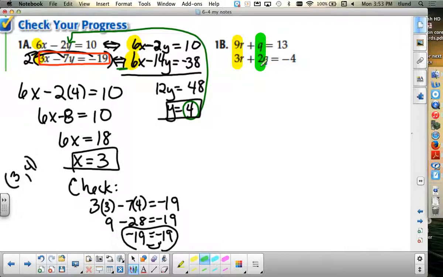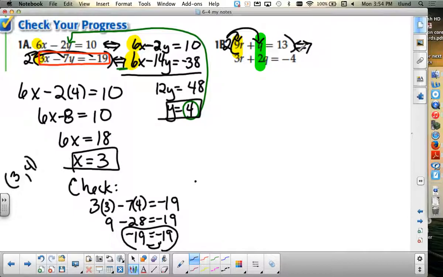At this point, we have a choice to either eliminate the r's or eliminate the q's. If I wanted to eliminate the r's, I would have to multiply the bottom equation by 3 so that I get 9r on the bottom, and then I simply subtract the two equations. If I really wanted to eliminate the q's, I could just multiply the top equation by 2. Multiplying the top equation by 2 would give me 2q, and the q's would cancel out, again with subtraction. The choice is yours. It doesn't make any difference which way you do it.